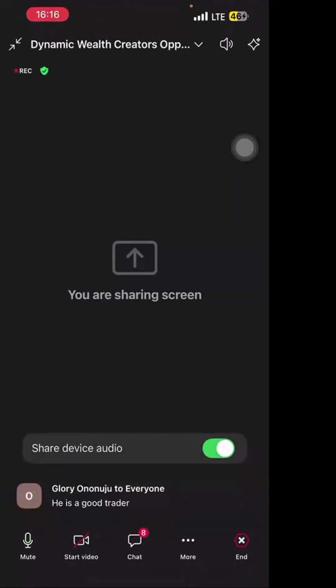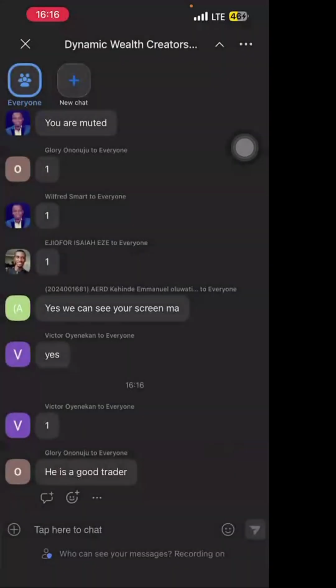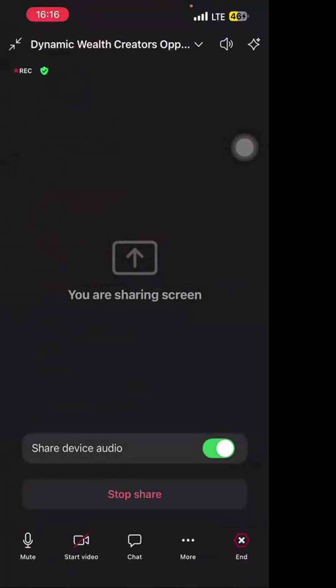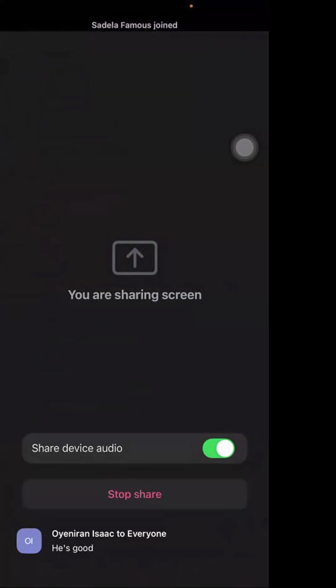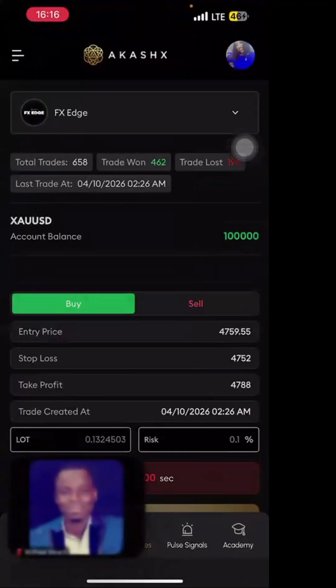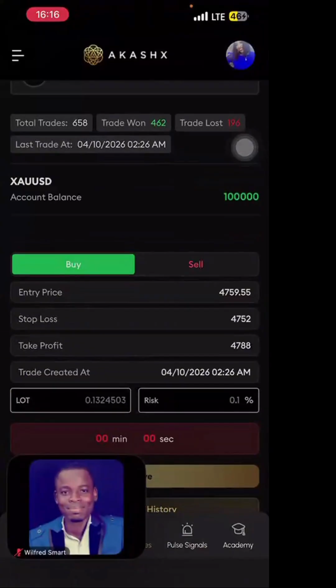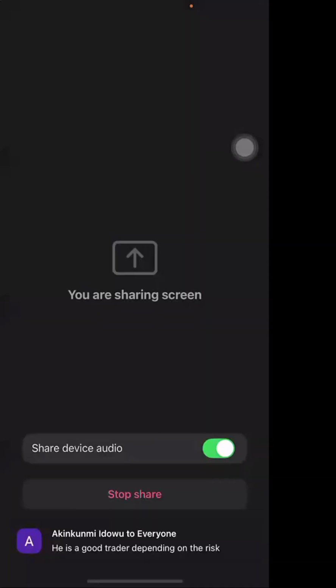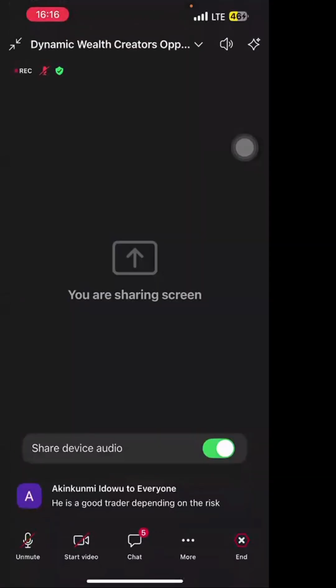Anybody that has actually called a trade of 600? Okay, I can see Glory. He has called a trade of 600 and he won 400 trades out of 100 and something trades. He's a good trader, right? He simply knows what he's doing. Meaning that in any trade I take, I'll be in profit.